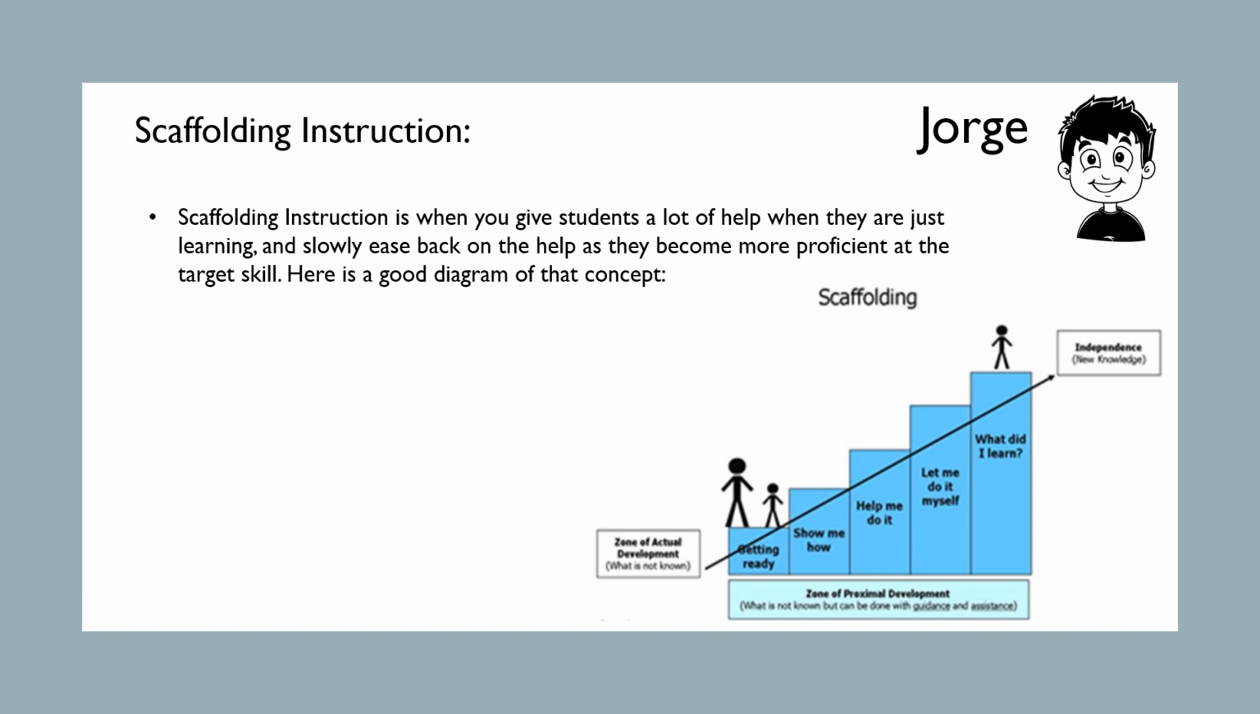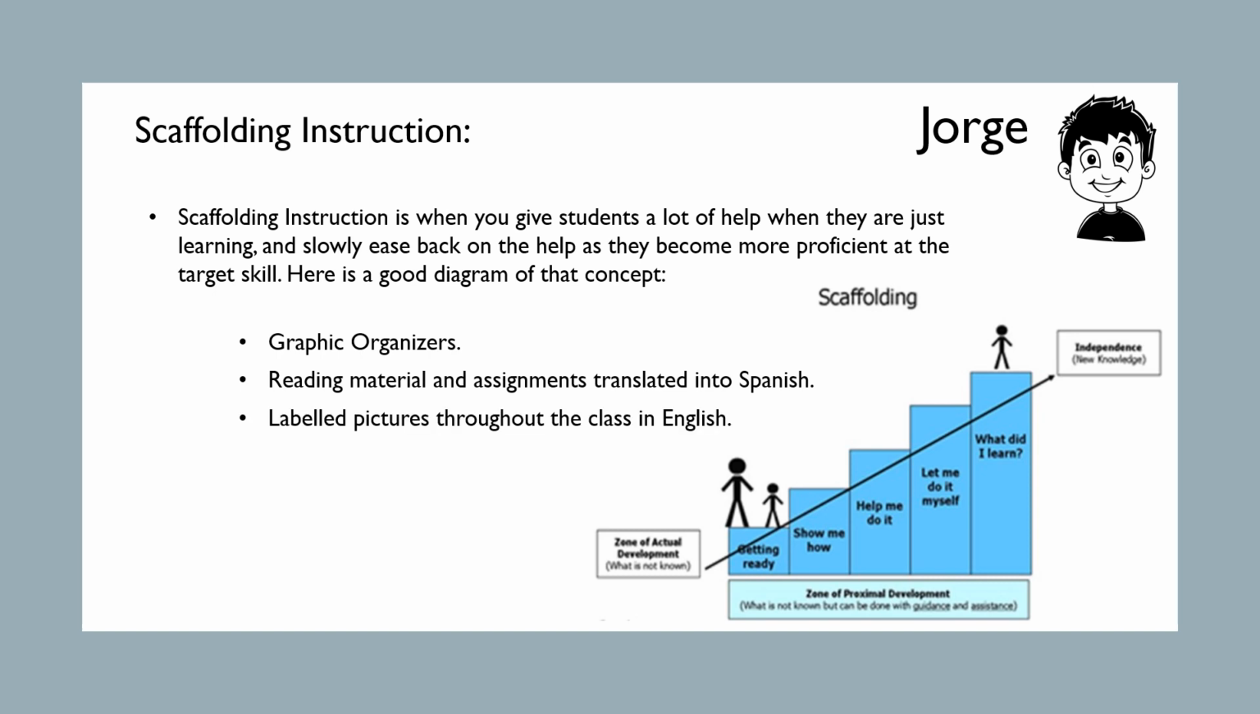shows that when a student, in this case Jorge, is starting to learn, he needs a teacher to model the work and provide a lot of support. This support will include graphic organizers, reading material and assignments translated into Spanish, labeled pictures throughout the class in English, and sentence frames to help with the conversation. As Jorge improves, he will hopefully need less and less help from his teacher.